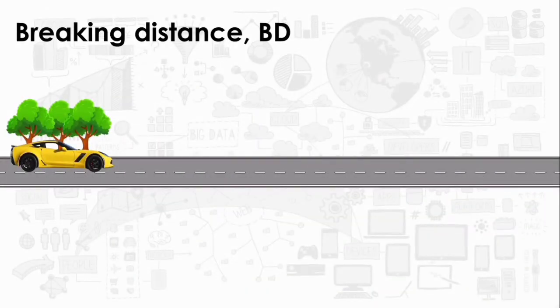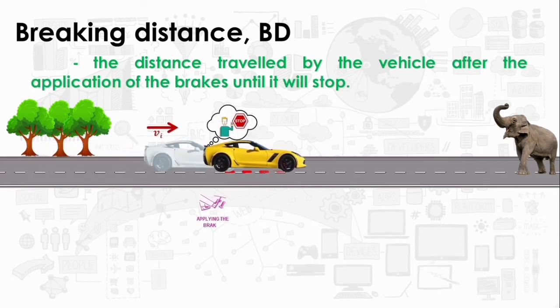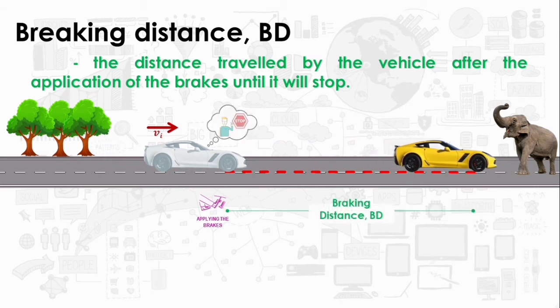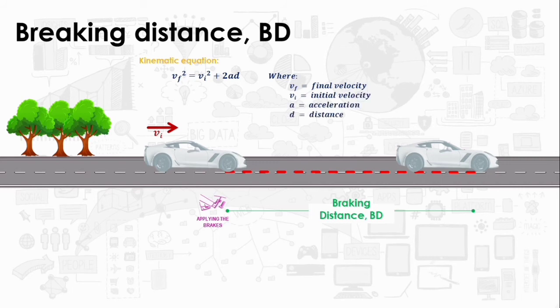On the other hand, braking distance is the distance traveled by the vehicle after the application of the brakes until it will stop. Deriving the equation for the braking distance is a little more involved. We start with the kinematic equation Vf squared equals Vi squared plus 2AD, where Vf is the final velocity, Vi is the initial velocity, A is the acceleration, and D is the distance traveled. We know that the final velocity is 0 because the car has stopped. The only unknown in this equation is the acceleration A.